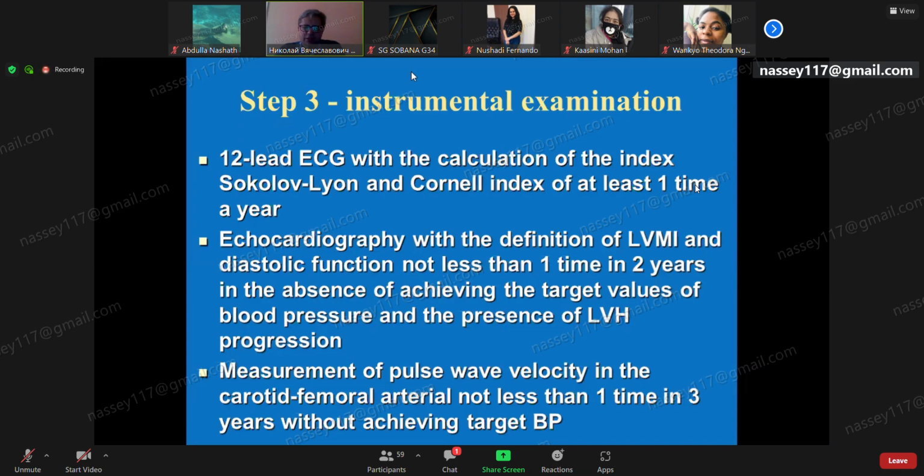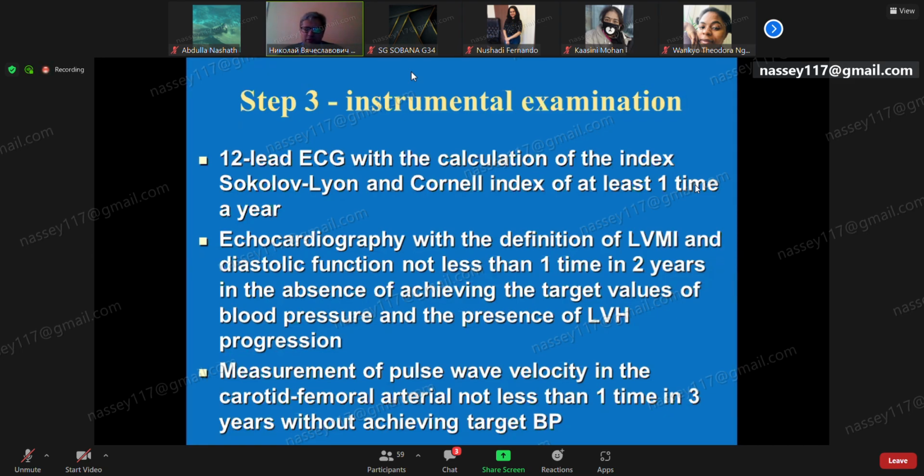Instrumental examination, step 3 of this visit, includes obligatory recommendation of 12-lead ECG examination with the calculation of Sokolov-Lyon and Cornell index at least 1 time a year.